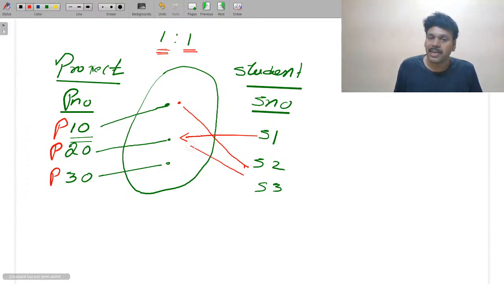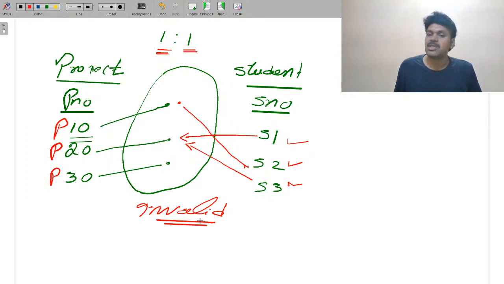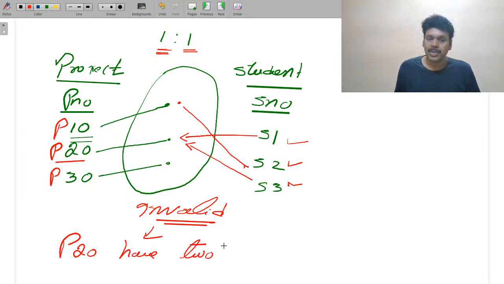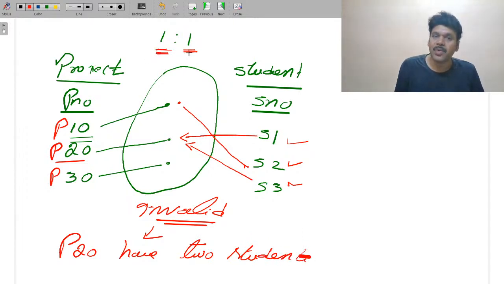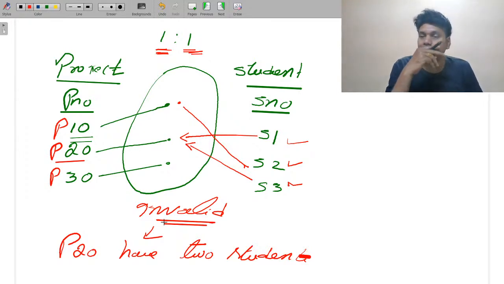If you give like this, for example, then student wise it is okay. A student has chosen only one project, but the other side, project, has gone wrong. Why? P20 this time got two students, therefore it is an invalid case. So we can say that this diagram, or this entity relationship model, is invalid because project P20 has two students. But the given constraint is that a project must have only one student. Therefore, this is an invalid situation.